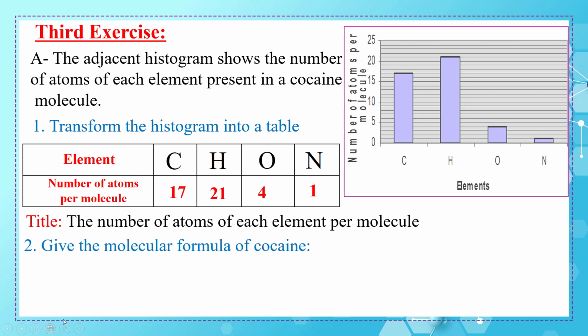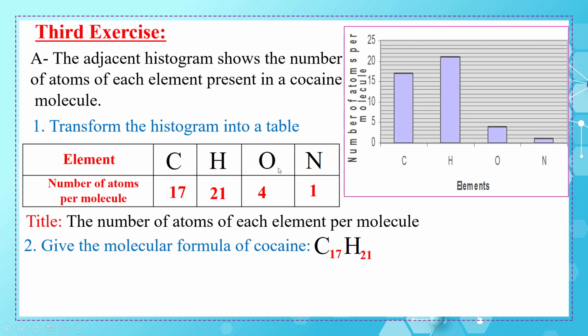Give the molecular formula of cocaine. So easy. We start by writing the symbols. We ask ourselves, what does cocaine contain? Atoms. What atoms do we have in cocaine? We start by C. What is the subscript of C? How many C do we have? 17. So 17 is the subscript of carbon. What about hydrogen? We write H. The subscript of hydrogen is 21.